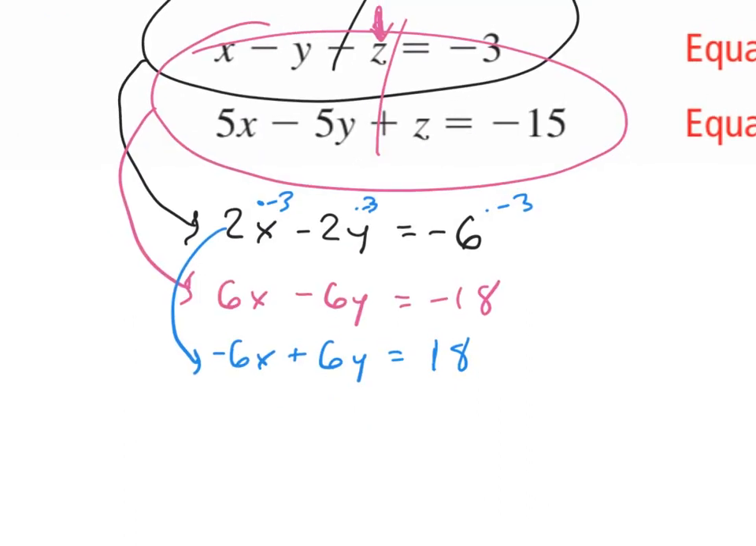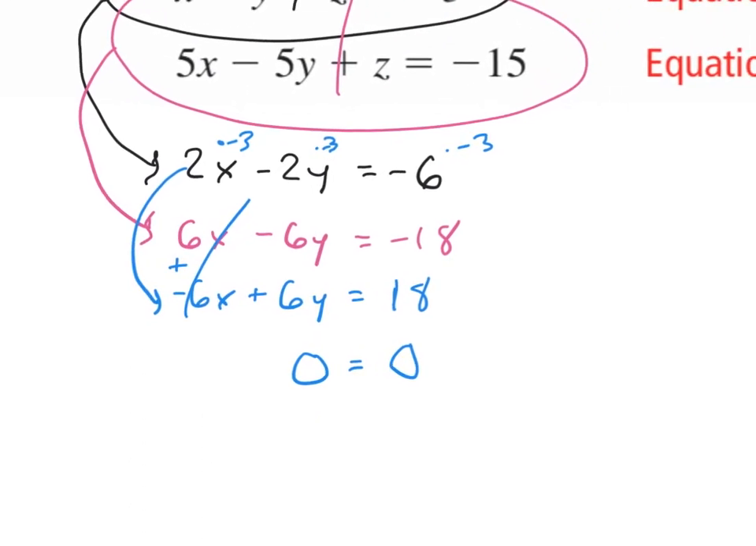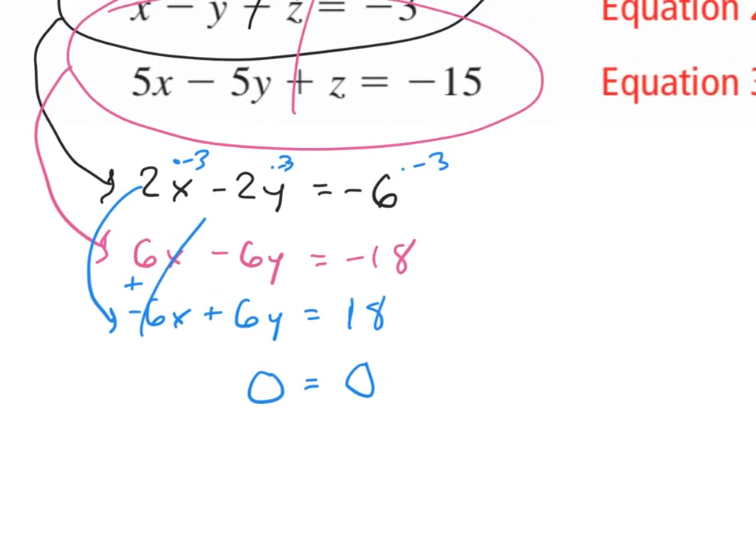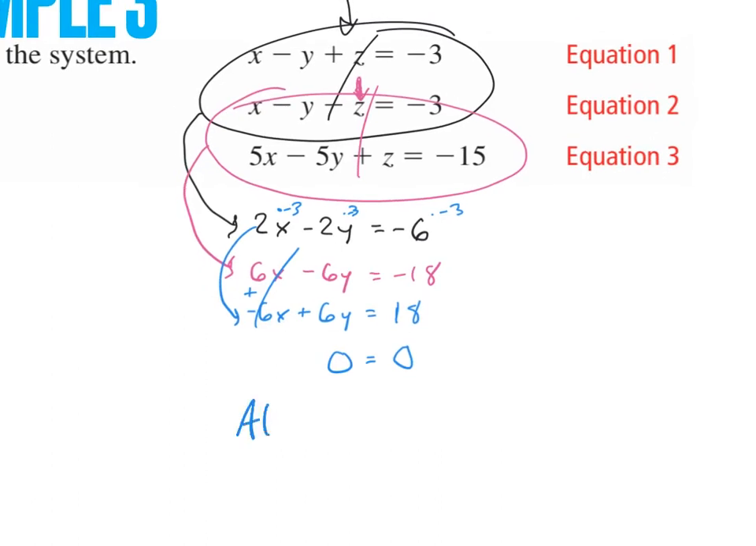Now we can combine our two equations here. So 6x minus 6x cancel each other out. What's negative 6y plus 6y? 0. Which cancels out. And then negative 18 plus 18? 0. So what do we do here? What do we get? All solutions. Perfect.